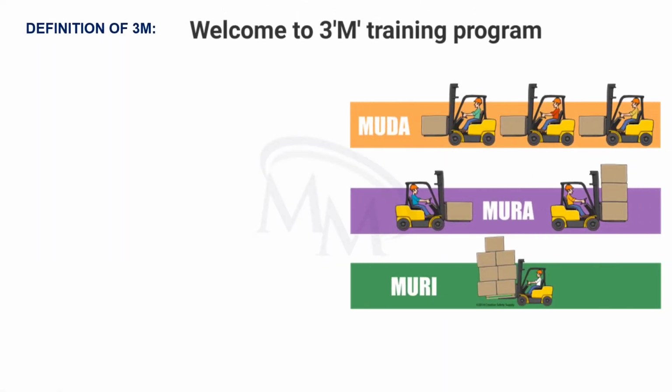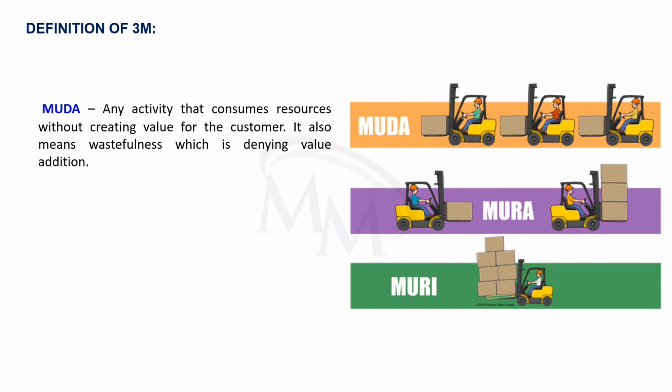3M represents MUDA, MURA and MURI. MUDA means any activity that consumes resources without creating value for the customer. It also means wastefulness, which is denying value addition.